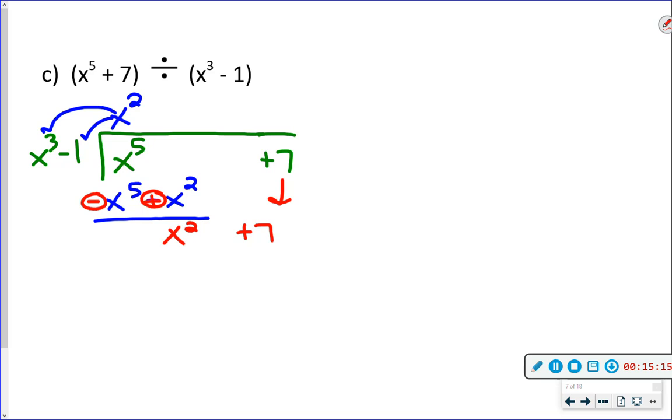Now what? We're done. Hey! Because I can't go from a cube to a squared. We need a negative exponent. We never write negative exponents. So that wasn't as bad as we thought, right?